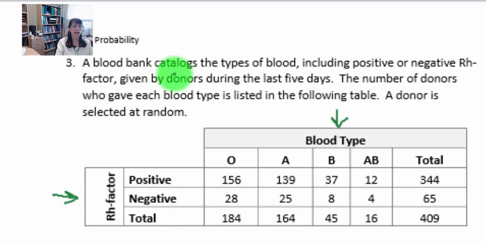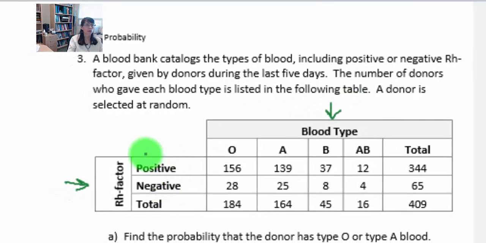A blood bank catalogs the types of blood, including positive or negative Rh factor, given by donors during the last 5 days. The number of donors who gave each blood type is listed in the following table. A donor is selected at random. So the questions we have are to find the probability that the donor has type O or type A.